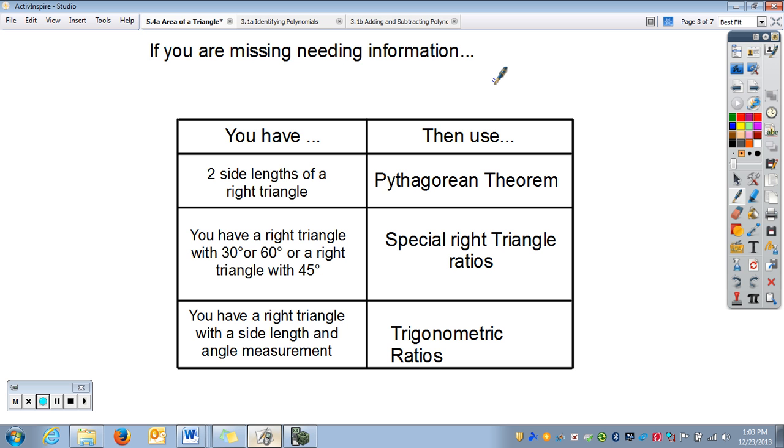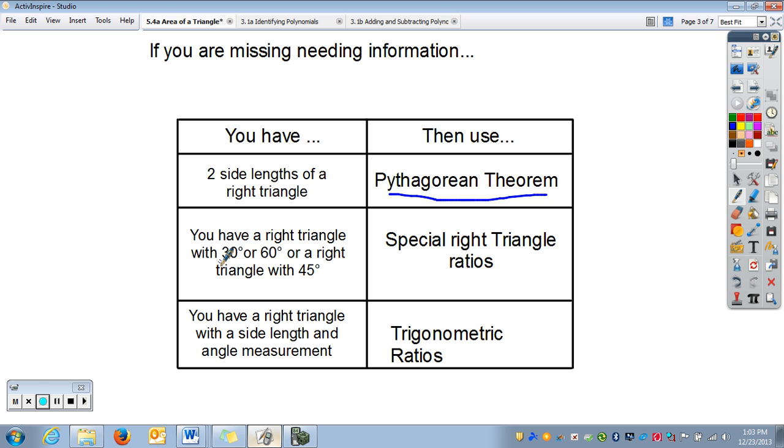So there's going to be many times when doing a triangle, because you are beyond the point where I give you all the information and you just find the area of the triangle. What happens if you have missing information? If you have missing information, it's one of three situations. One, you have two side lengths of a right triangle. Well, if you have two side lengths of a right triangle, that is when the Pythagorean theorem gets involved.